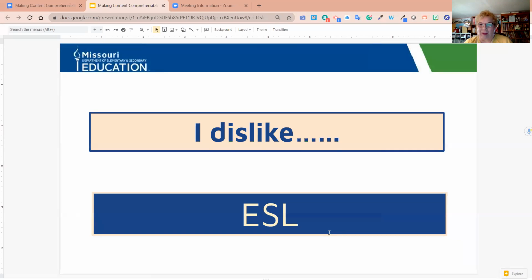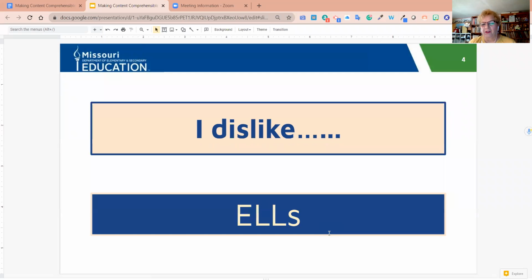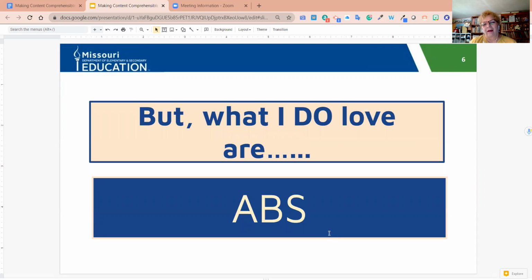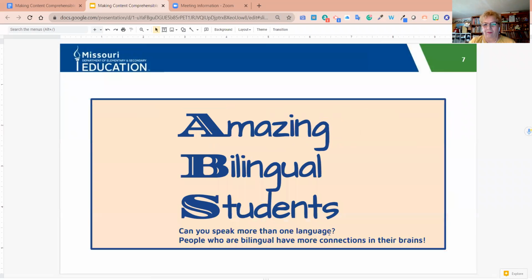So here's how we're going to start. I'm going to tell you right off that I dislike ESL. I also dislike ELLs, and I really don't love ELs. That might make you go, huh? Since I'm the director of ELD. But I'll tell you right now, what I do love are ABS, which stands for Amazing Bilingual Students. And if you can speak more than one language, that's wonderful. People who are bilingual have, through research, they've proven that they have more connections in their brains.